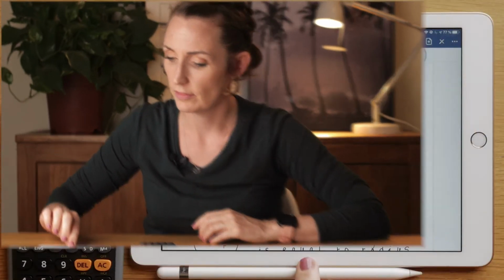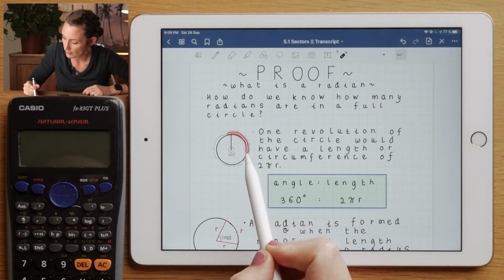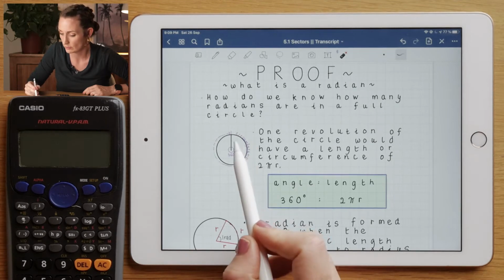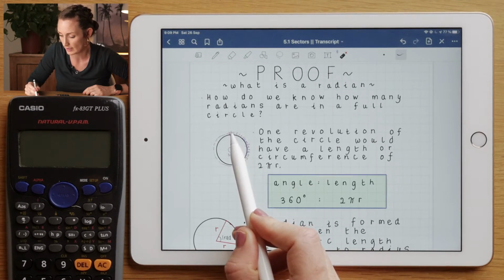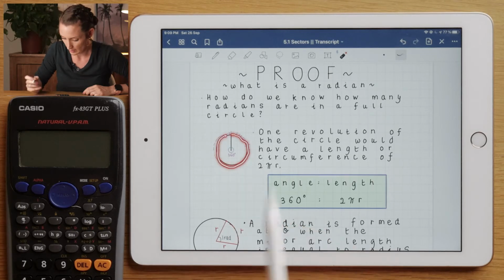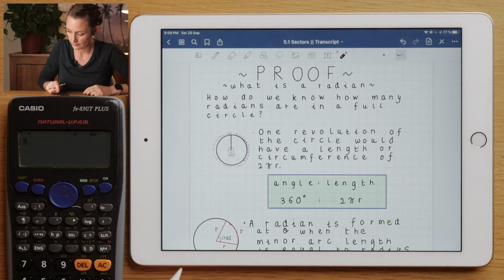I'd like you to already be familiar with the formula for circumference, which is the distance around the outside of the circle. The formula is 2 pi r. So 2 pi r measures, if you were to start here and imagine it like a tire, going the full way around. If you need to find your pi button on your calculator, it's here.